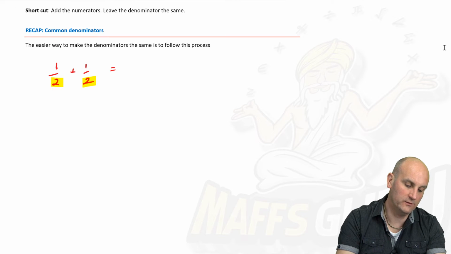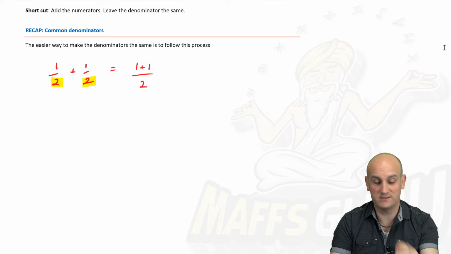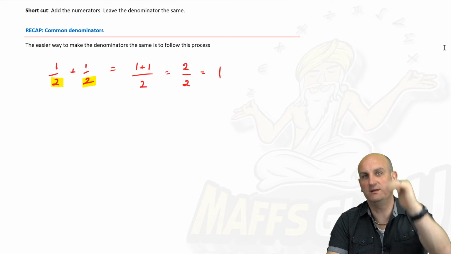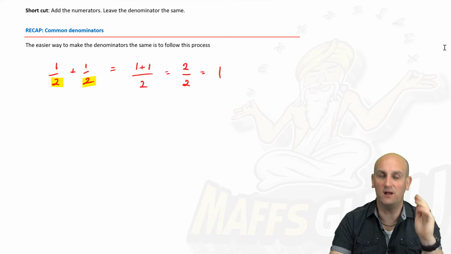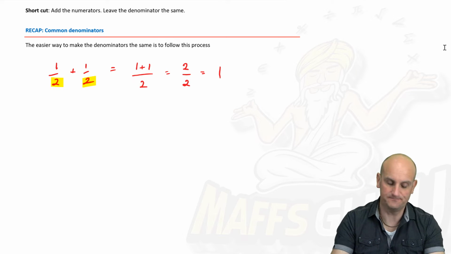So I'm now going to do 1 plus 1, because I'm adding the numerators, but the denominator stays the same. I don't do 2 plus 2. 1 plus 1 is 2 divided by 2, which is 1. Because remember, when you have a number divided by itself, it's always 1. And, you know, we were expecting that. If we had half a cake, added half a cake, we would get 1 whole cake.